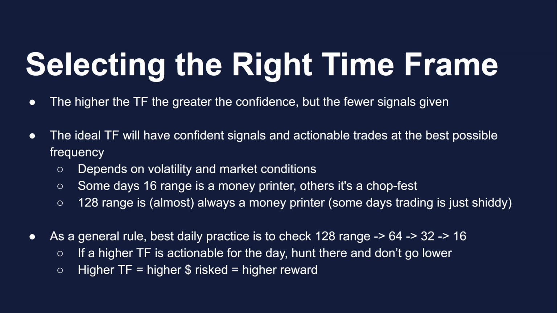Higher time frame allows us to potentially have a higher risk parameter set. So maybe we risk 0.5% on the 16 range chart and we risk 2% on the 128 chart. So if we hit that trade on the 128 range, that's a 6% win versus just a 1.5% on the lower chart, because we're more confident in risking more the higher the time frame we are.